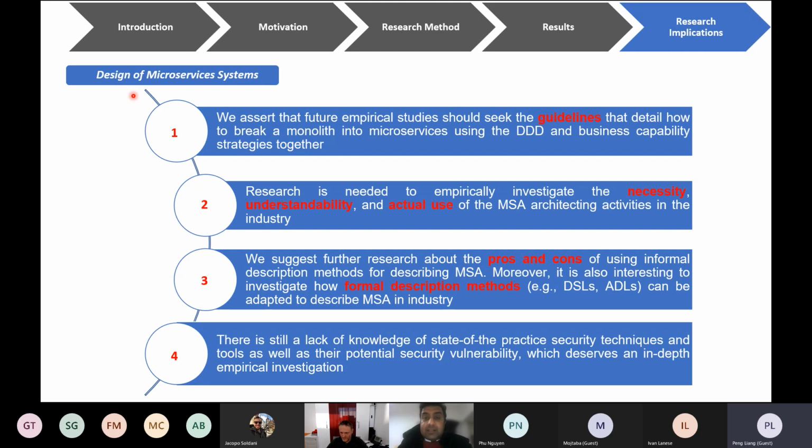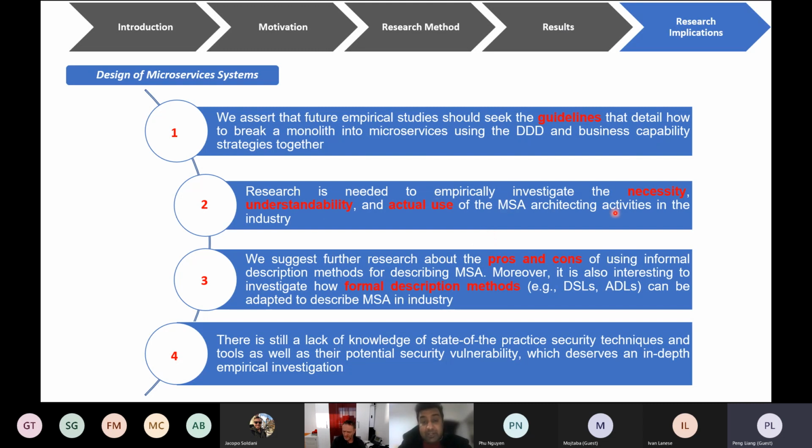So regarding the research implications, these are some of the research implications that can be explored further. For example, we said that future empirical studies should seek guidelines that detail how to break a monolith into microservices using the DDD and business capability strategy together. So here, if someone is interested, they can investigate or propose guidelines for a combination of DDD and business capability strategy for application decomposition.